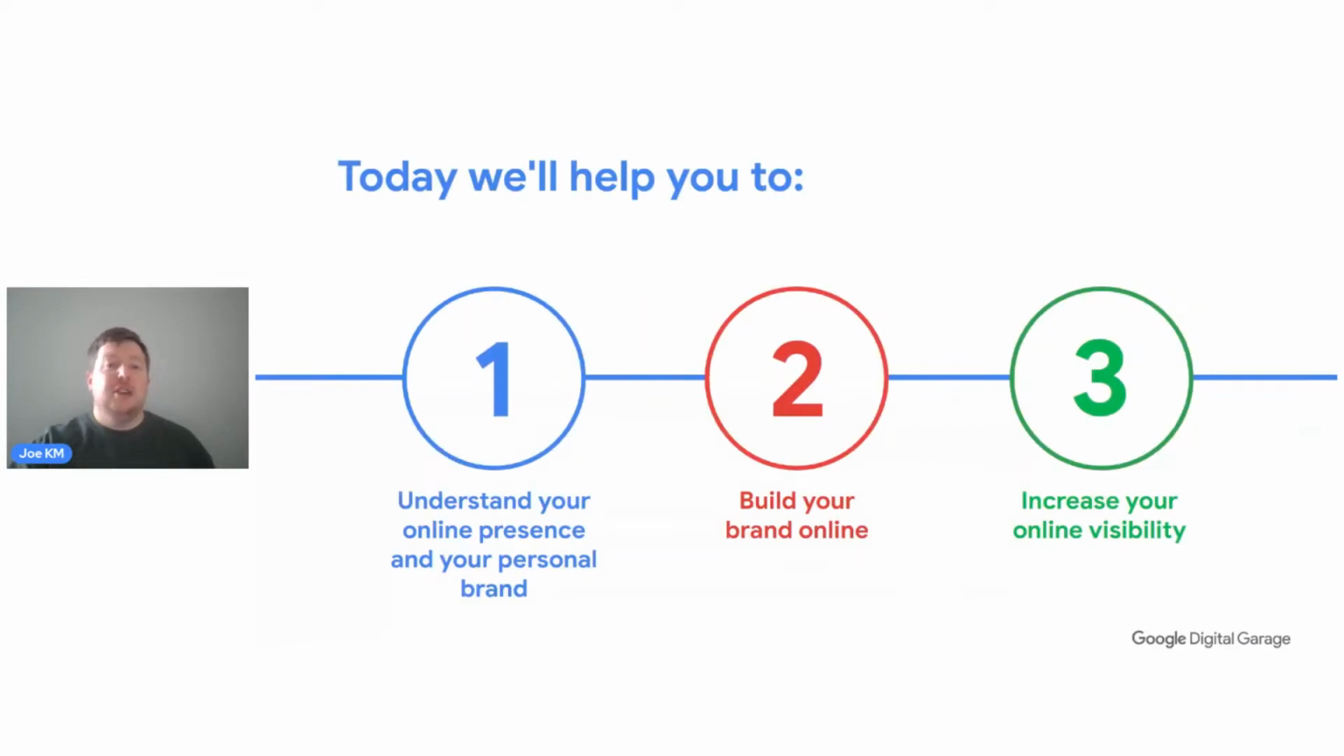Today's session is going to be broken down, like most Google Digital Garage sessions, into 3 core parts. The first one is going to be understanding your online presence and your personal brand. The second one is going to be build your brand online. How can we do this? What things can we do to expand our brand online? And last of all, increase your online visibility. Essentially, this just means now you've got 3 key parts to take away with you. I would recommend making some notes.